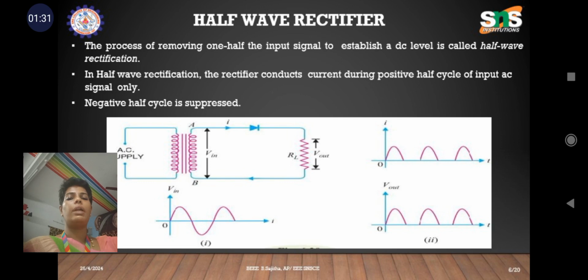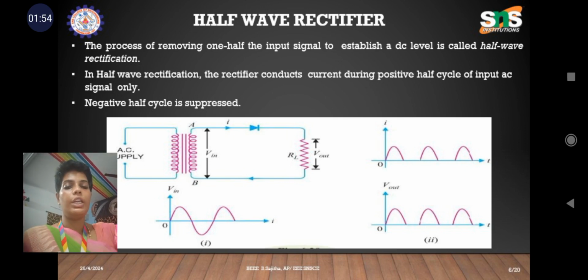The AC supply is given to the transformer, and the transformer, depending upon the application or the output level, steps down the AC voltage. This AC voltage is now fed into the diode circuit. The diode permits the AC supply only during one half of the cycle. It could be either positive or negative, depending upon how the rectifier is connected.